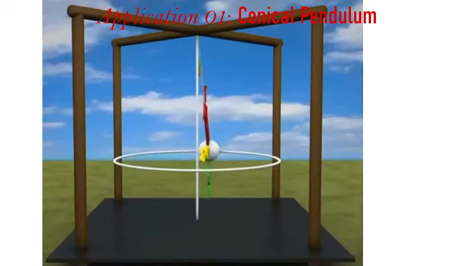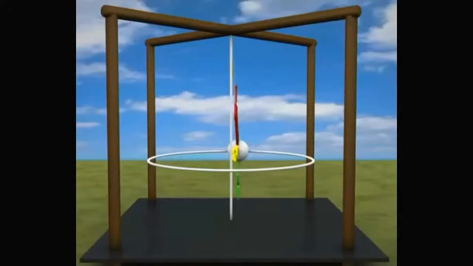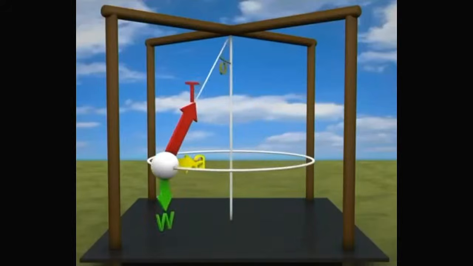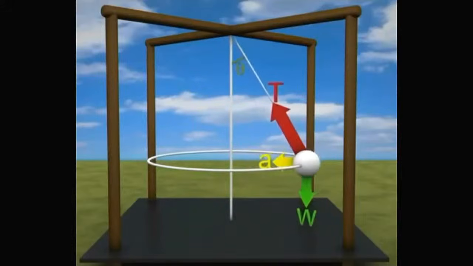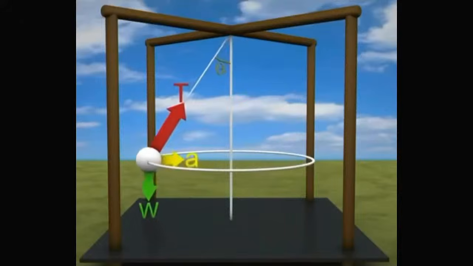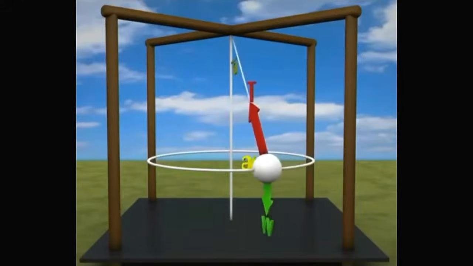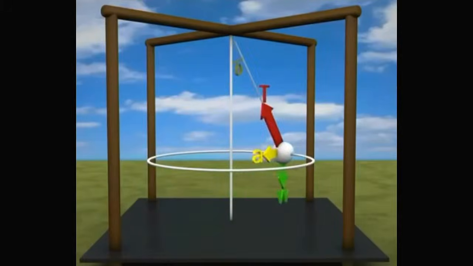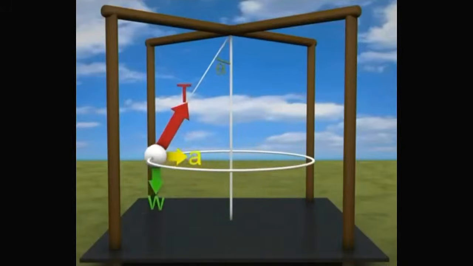So we call this conical pendulum. What is it? Conical pendulum. Now look at this and tell me how many forces there are. How many forces are there?